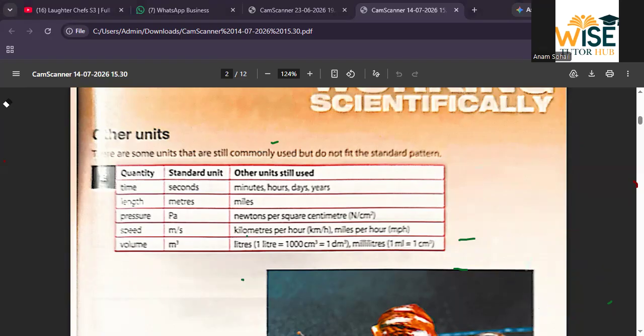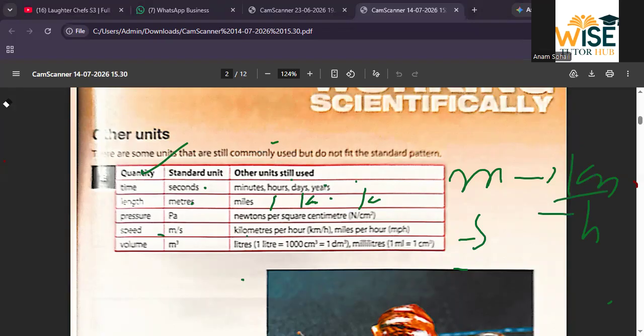Right? Now there are other units. For time, the SI unit we all know is second. Other units are minute, days, years. Length, meters. Others are miles, kilometers, centimeter, whatever, right? Pressure, Pascal. Other is Newton per meter square or Newton per centimeter square. Speed is meter per second, and we can also take it as kilometer per hour. If we change meter to kilometer and second to hour, it would be kilometer per hour. Volume is meter cube. We can also take it in liters.